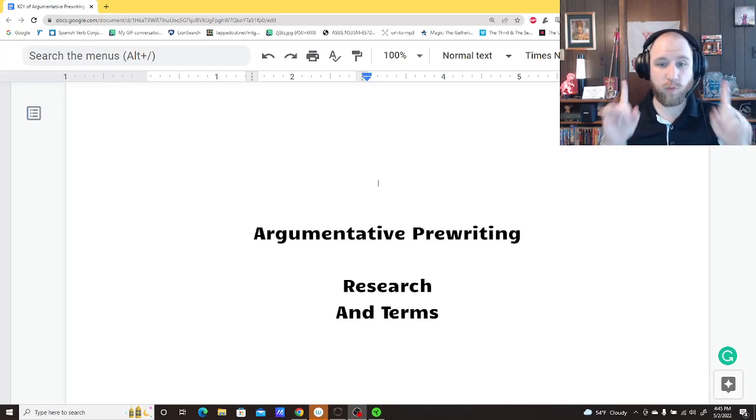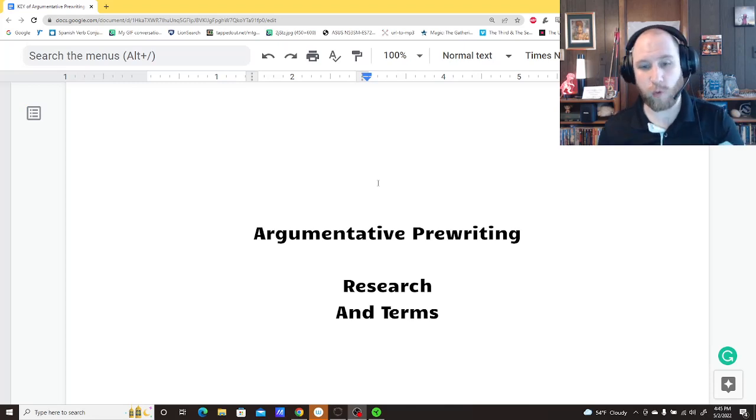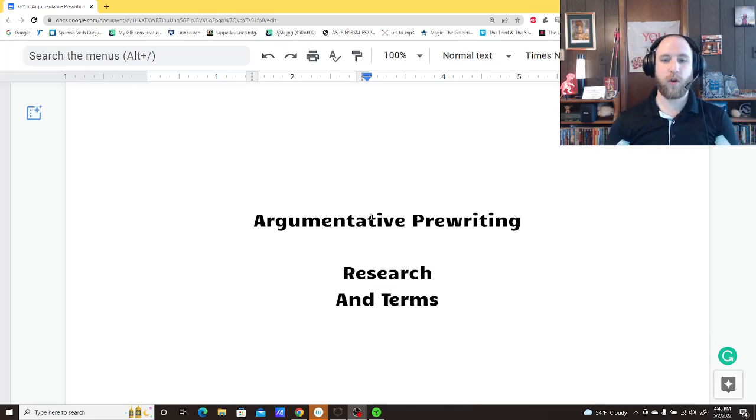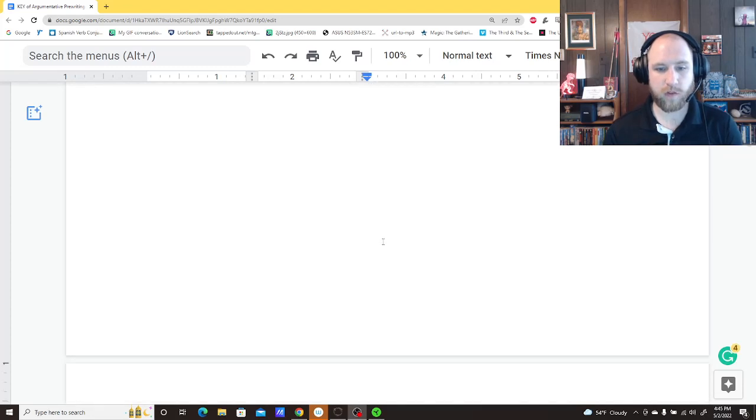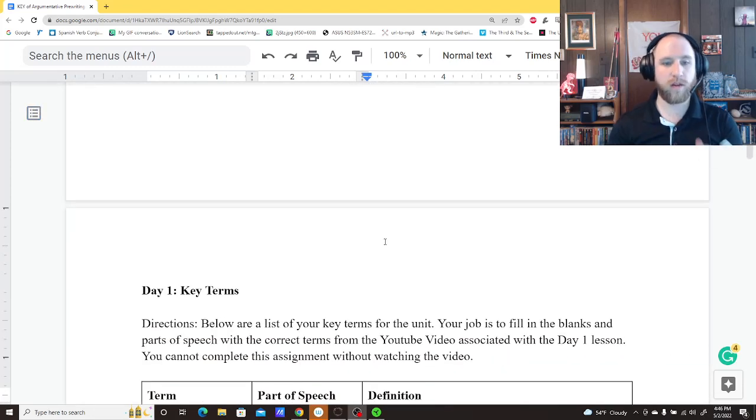Today is day one of our three-day process of pre-writing for our argumentative paper. We're going to start with research and key terms, okay? Today's lesson is just going through your key terms, okay? So we are going to start here. Day one terms. Below are a list of your key terms for the unit.